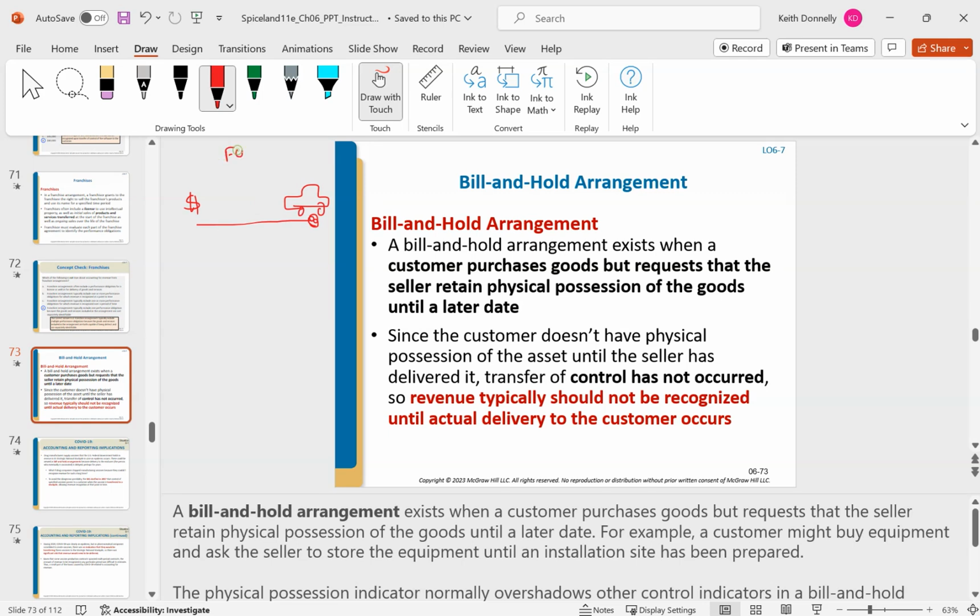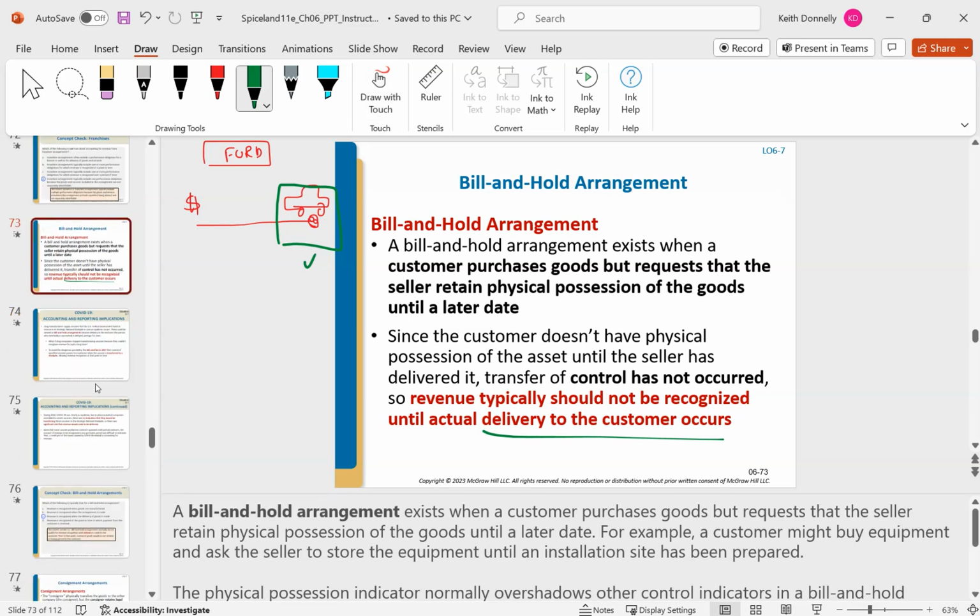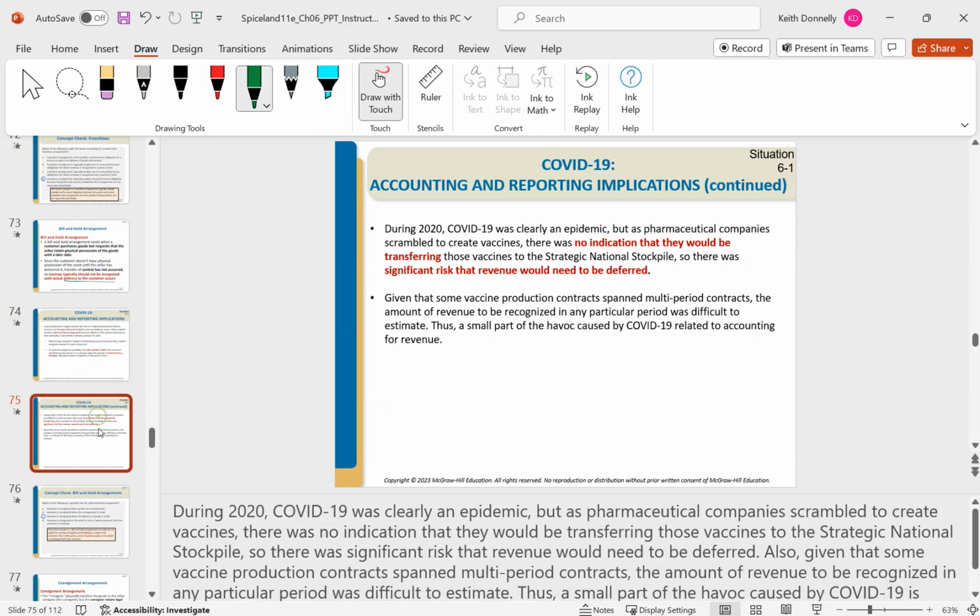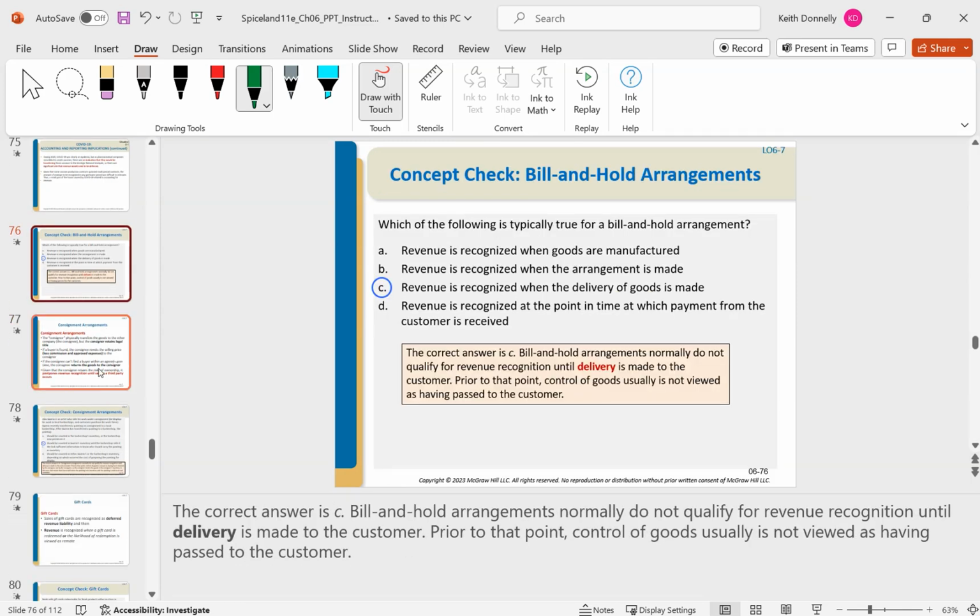From, let's just say, Ford, or any type of company, when should they recognize the revenue in this situation? The general rule is you only recognize the revenue whenever you deliver the goods to the customer. So if you bill them up front or they pay you up front, and they're not going to get it until later, unless and until you transfer control of that, only then do you recognize the revenue. They have some things here with COVID. You can read about that.